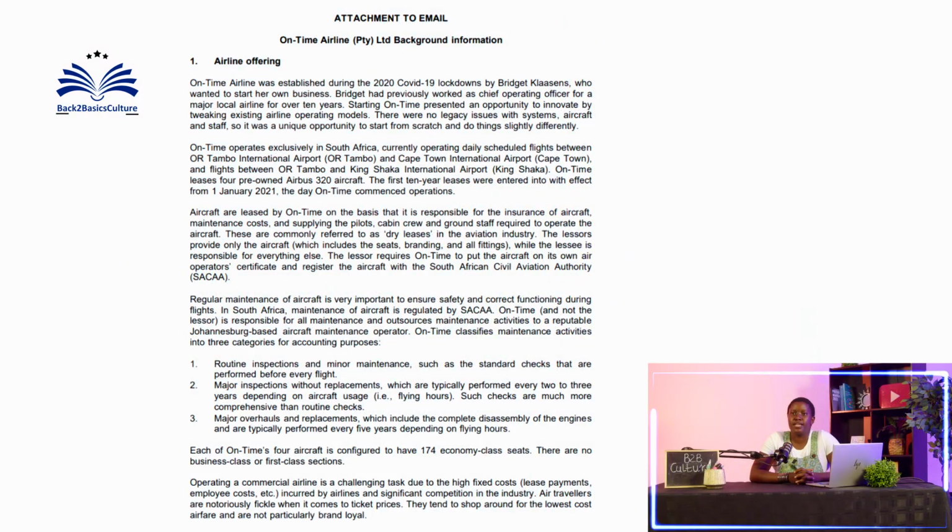So these are all thoughts that I'm going through as I am reading. And it's because I am engaging. I'm not particularly looking out for triggers as yet. I will get to that when I'm reading it for the second time. But now it's just that engagement that you need with the scenario. Okay, so Bridget had previously worked as Chief Operating Officer for a major local airline for over 10 years. Okay, so she's got experience and industry know-how.